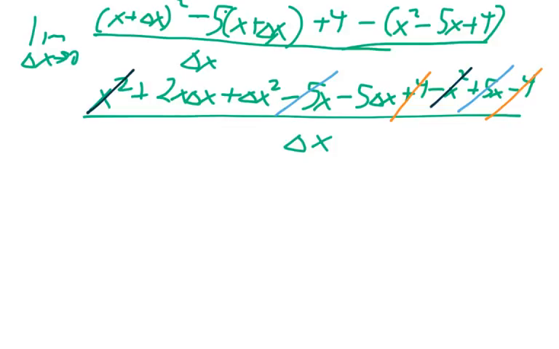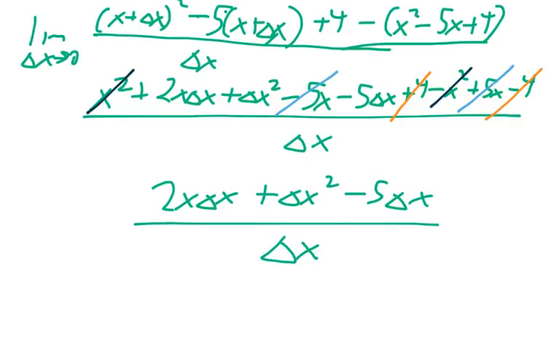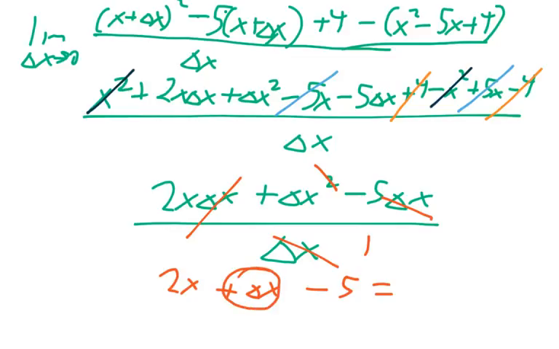So we are left with 2x delta x plus delta x squared minus 5 delta x, divided by delta x. At this point, all of them have a delta x in common, so we're going to get rid of 1. And so I am left with 2x plus delta x minus 5, except the delta x becomes a 0, so I'm left with 2x minus 5 as my answer.